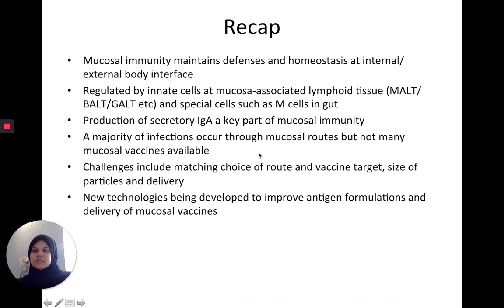Okay, so that's basically it. Just a quick recap: mucosal immunity is a very important component of overall immunity, with a focus on the interface with the external environment. It is regulated mainly by the innate cells, the innate barriers, and as we talked about, secretory IgA is a very important part of it. A lot of infections actually occur through mucosal routes, but we don't have a lot of mucosal vaccines available. They're a bit more complicated to formulate because of the considerations of the different routes and how the different cells present in those mucosal tissues will affect how the vaccine is processed. So there are new technologies being looked into to improve the antigen formulations as well as the delivery of these vaccines so that they can actually reach their target.